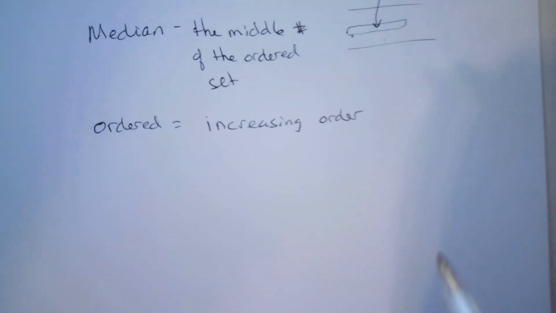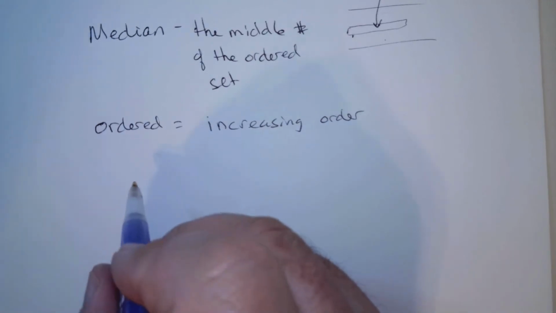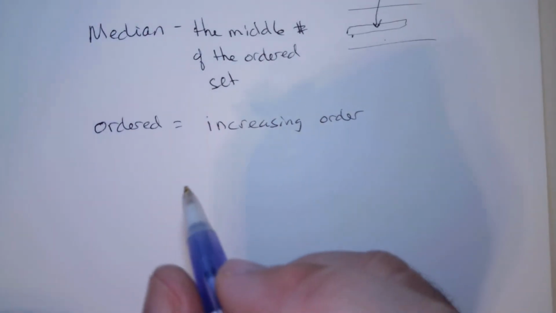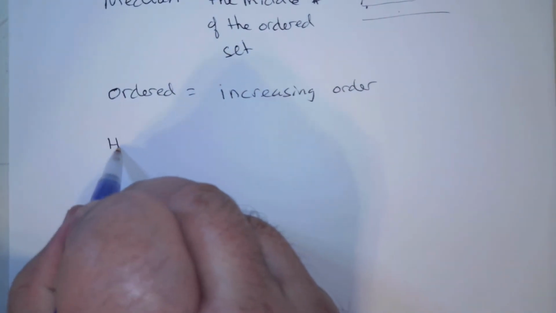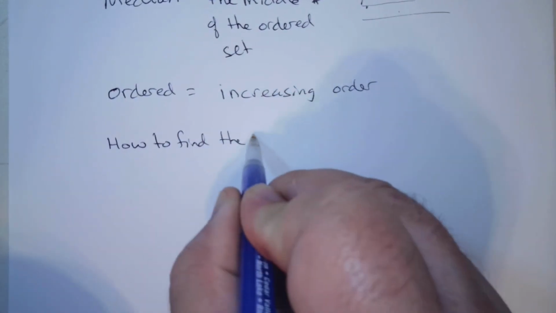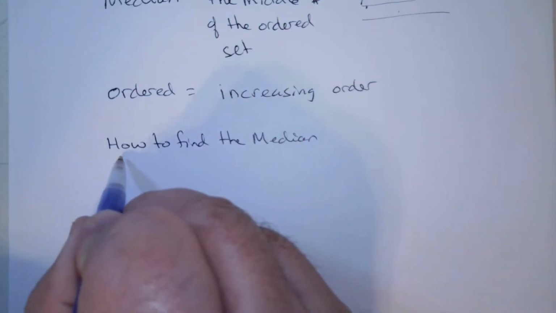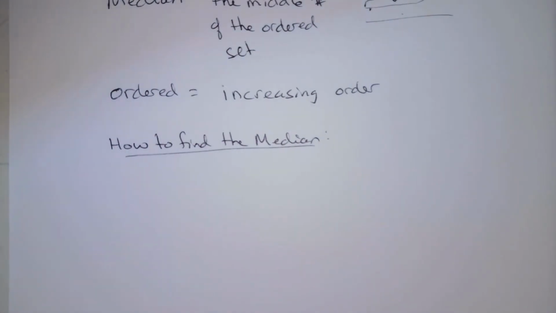So we arrange the data in increasing order. Now, here's the important part. How to find the median. Oh, don't worry about writing these down because I'm going to attach a sheet along with all these, of all the formulas and the explanation of how to solve all these. So you don't have to write this stuff down. So how to find the median?